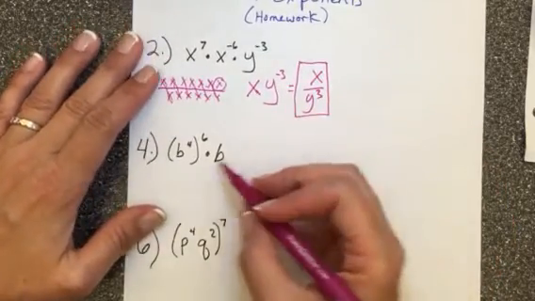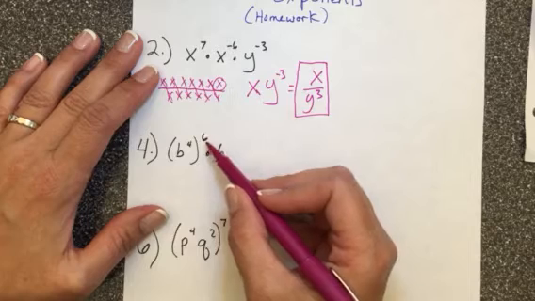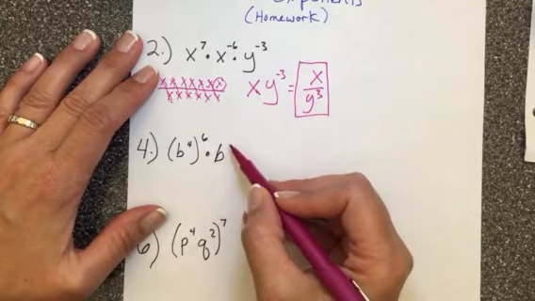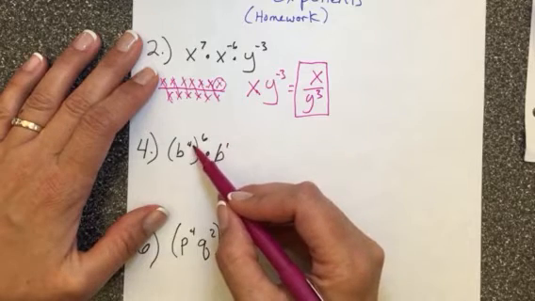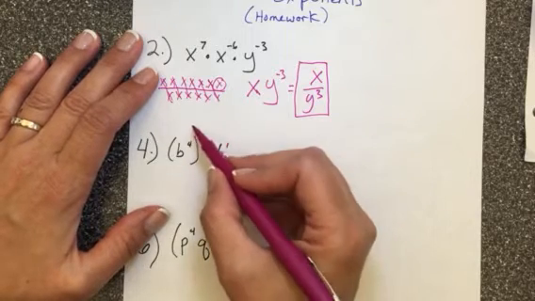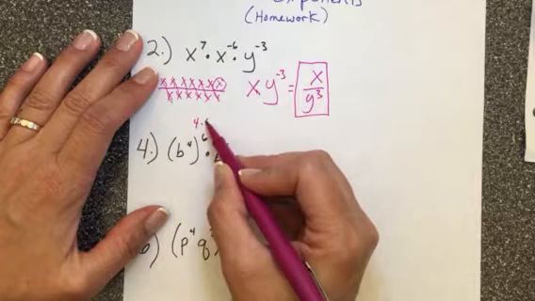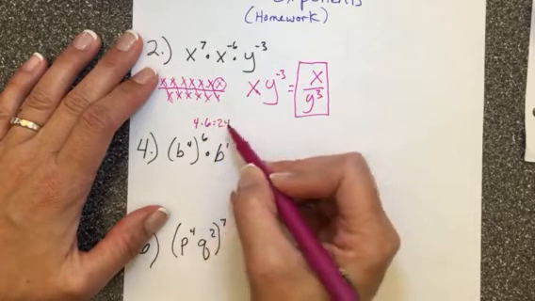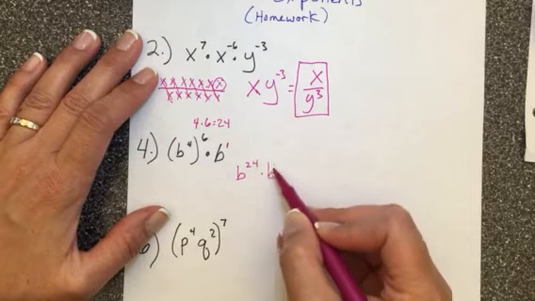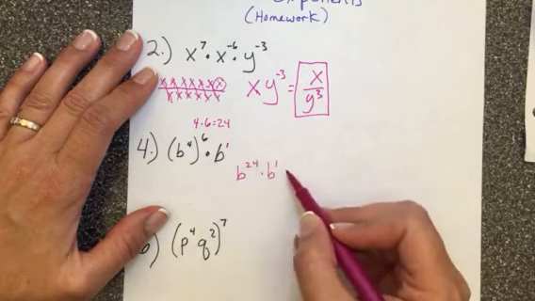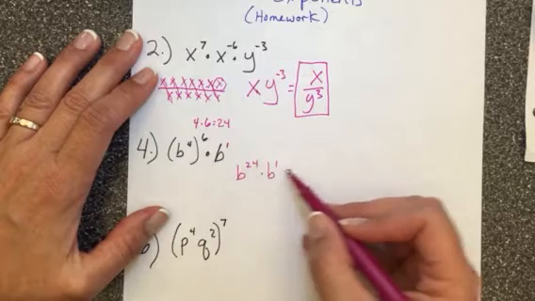The next one, b to the 4 to the 6th power times b. And we're going to put a little 1 in just to make sure I know what I'm doing. When I raise a power to a power, I multiply. So 4 times 6 is 24. So I'm going to end up with b to the 24 times b to the 1. That one is still there. And then I just add these. So it's b to the 25.